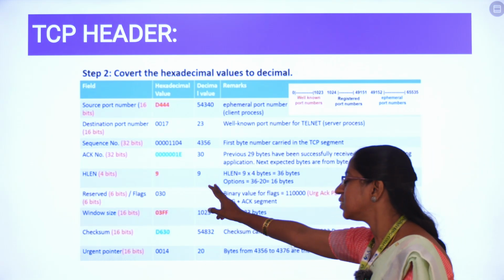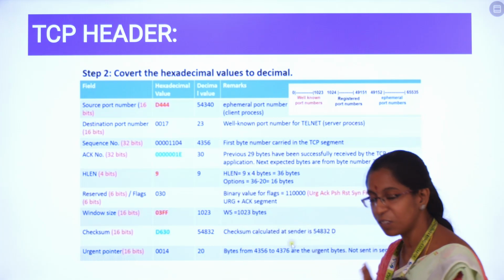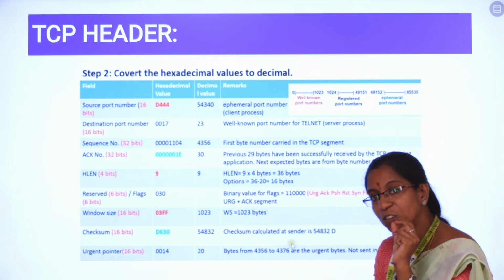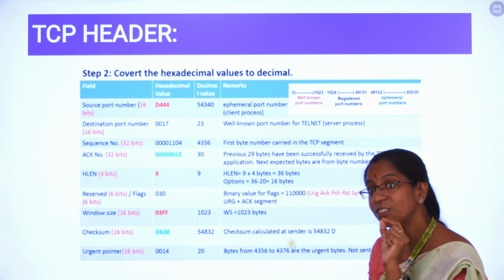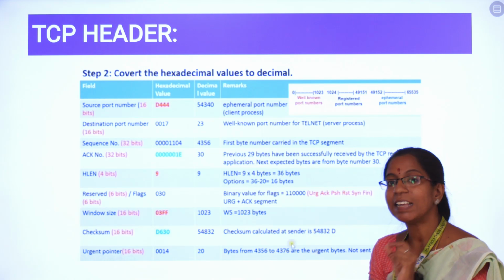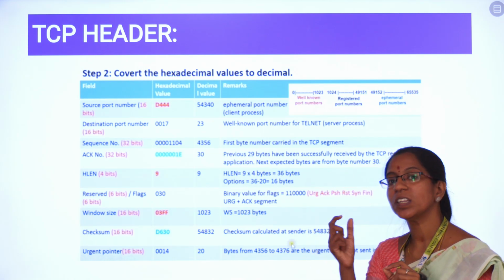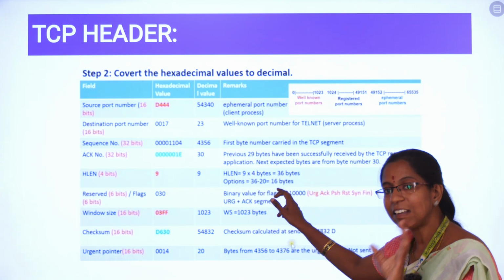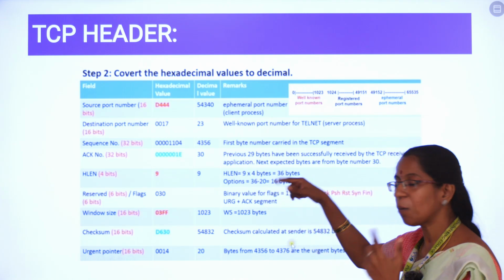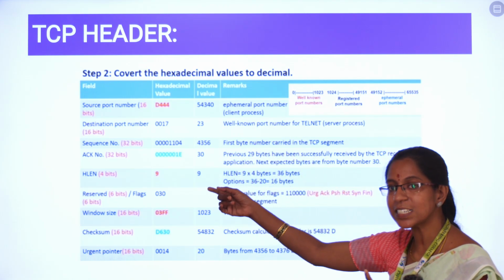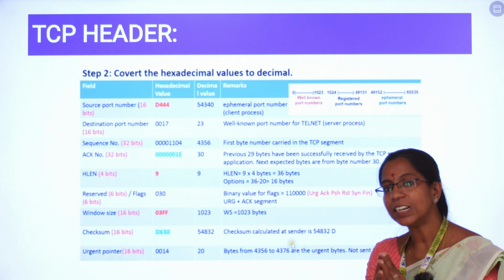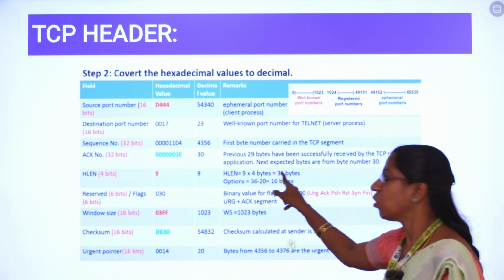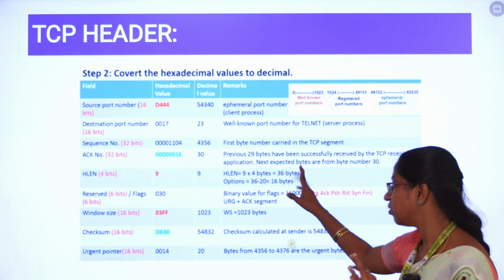Then header length 9. Hexadecimal value 9 as well as decimal value 9. Here is an important part. With hexadecimal value 9, we have to find out the exact header length. So the header length field is 9 into 4. 9 into 4 is equal to 36 bytes. So the original header length is 36 bytes. This formula I already discussed in previous slides. Header length field value multiplied by 4, here 9 into 4, 36 bytes, is our original header length.